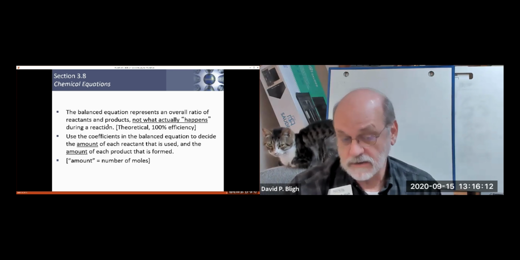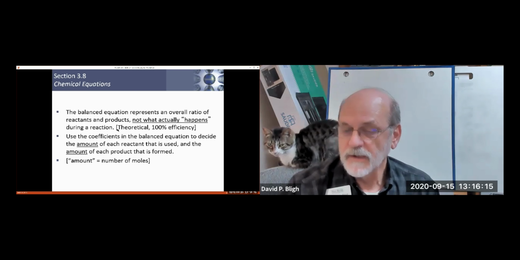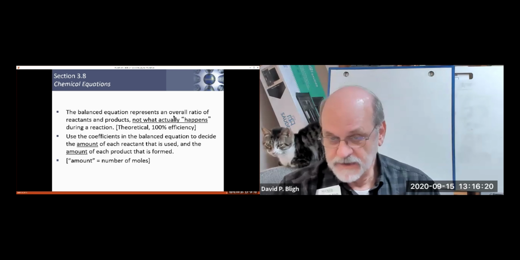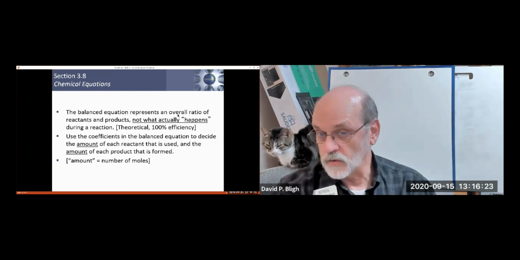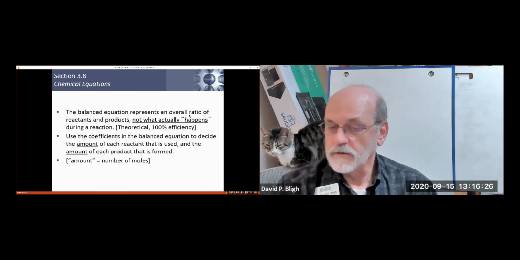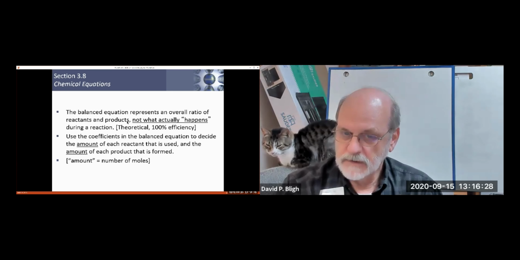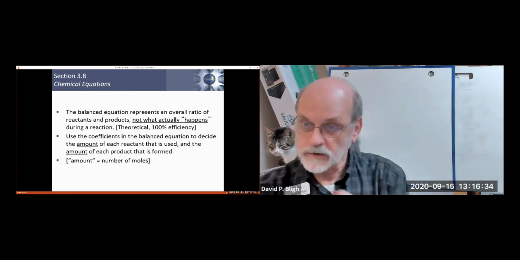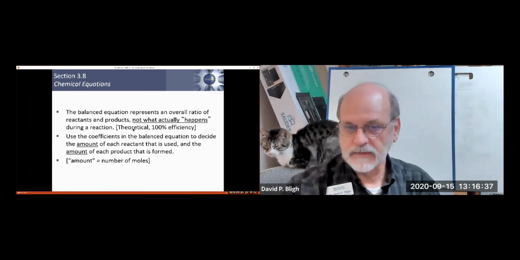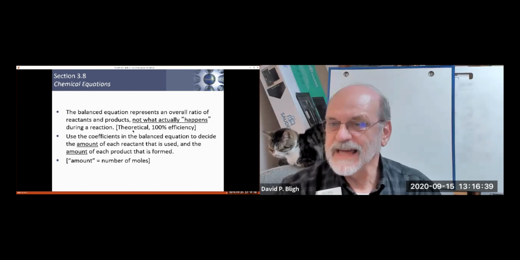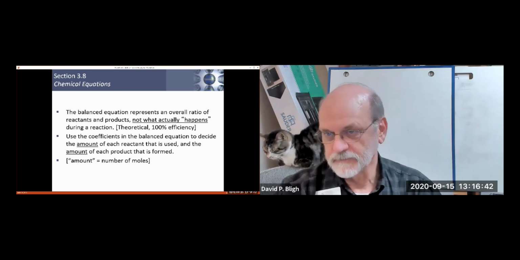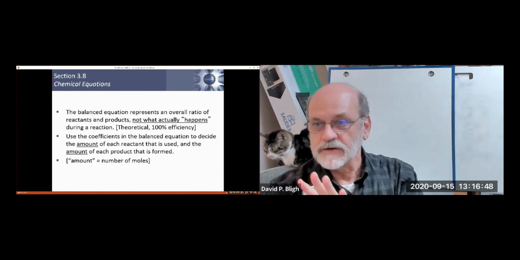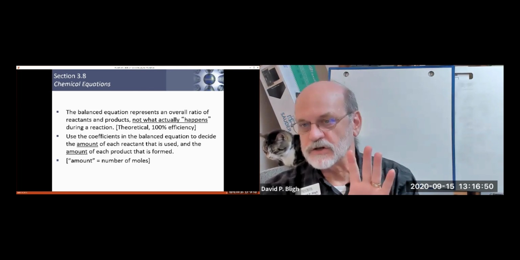The other caveat for balanced equations is that a balanced equation is the ideal situation. This is the ideal ratio of reactants to products. What actually happens in a reaction is for a later topic in stoichiometry, where you have less than 100% efficiency. But the balanced equation as written is your starting point, and that's 100% efficient.